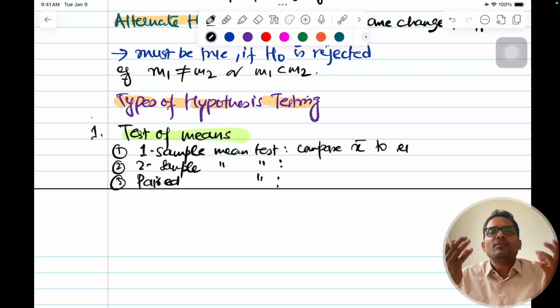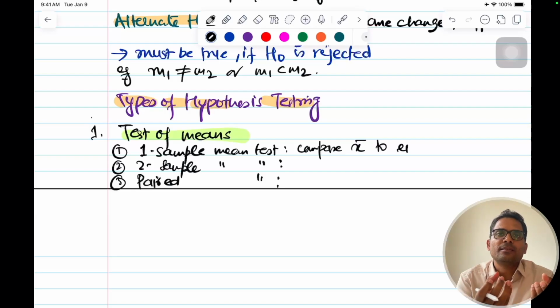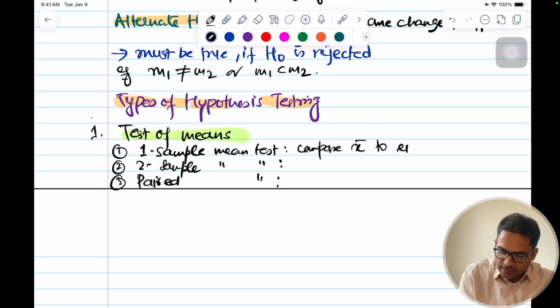Two samples means when we have two groups and we want to compare two groups using their mean, then we use two sample mean test. So that is like x1 bar, if there are two groups, compared to x2 bar. Both the sample means will be compared.